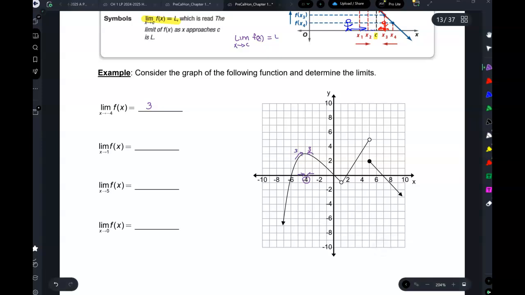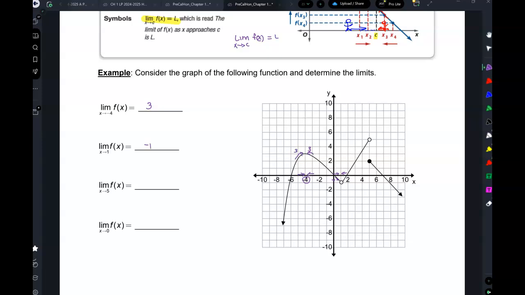Okay. Now, let's go to 1. 1 is here. As I approach 1, what y value is the graph approaching? -1. From the other side, what y value is it approaching? -1. So the limit is -1.